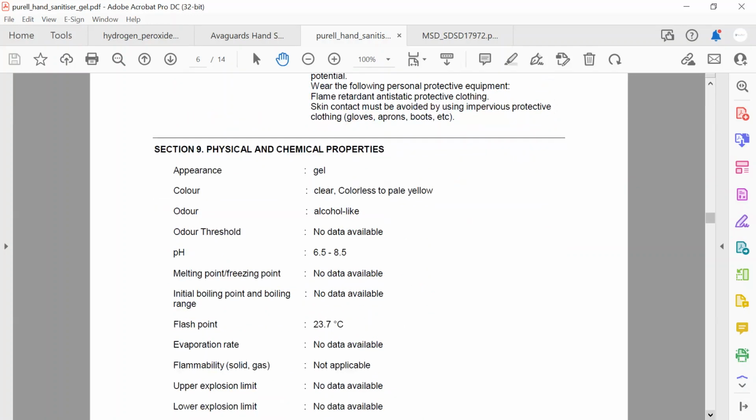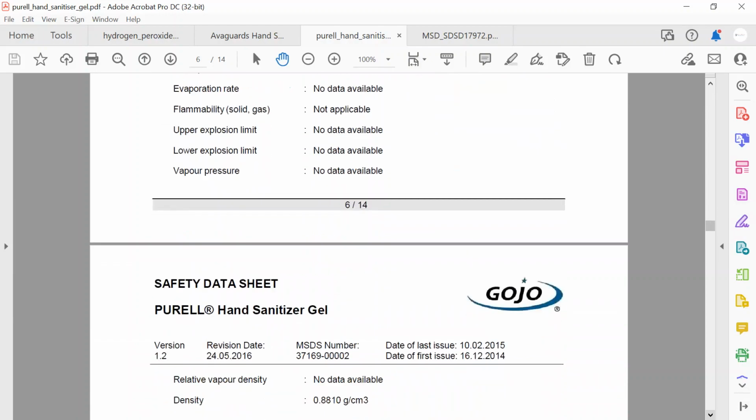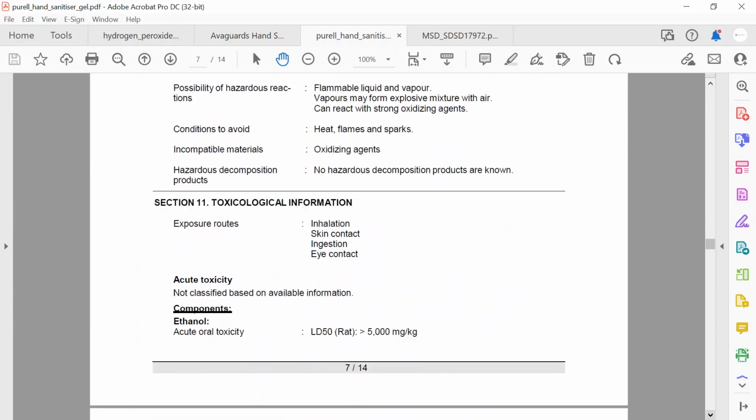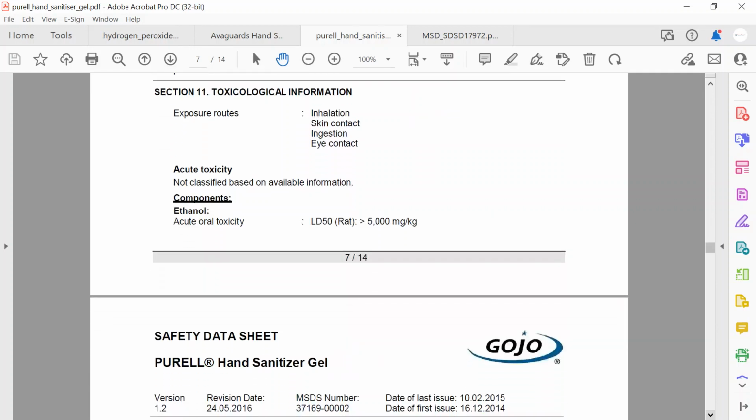It does talk about the appearance and what it should smell like, and the flash points and things along those lines, and if it's stable or reactive. And then I'm going to get to the toxicological information. Exposure routes are inhalation, skin contact, ingestion, and eye contact. And it does say that it's not classified as acute toxicity, but there is an acute toxicity component with the ethyl alcohol. And so you do want to pay attention to that as well.